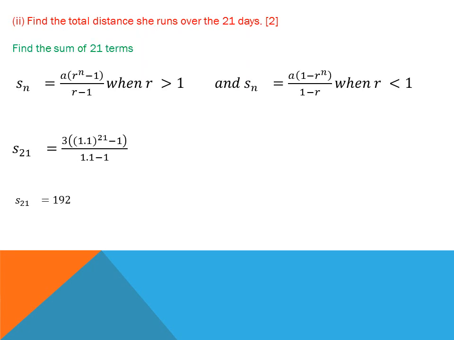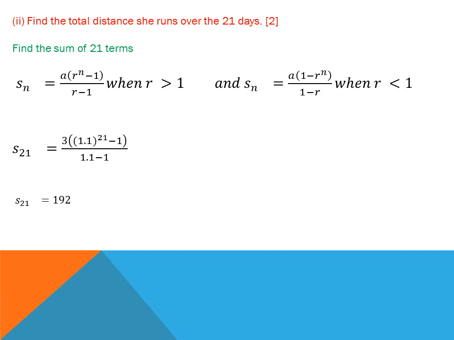Now the next part: find the total distance she runs over the 21 days. It means we should find the sum of 21 terms. The formula for the sum is S_n is equal to a times r to the power n minus 1, over r minus 1. This formula is applied when r is greater than 1. If r is less than 1, then S_n is equal to a times 1 minus r to the power n, over 1 minus r, where r is less than 1.